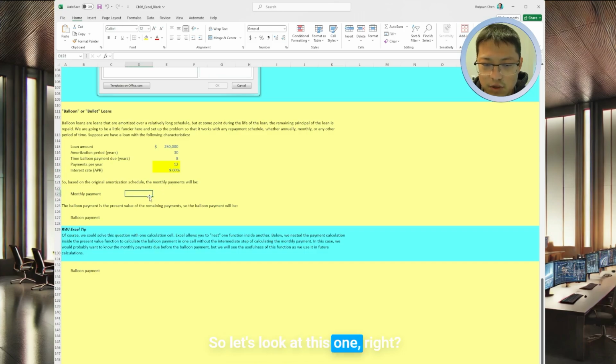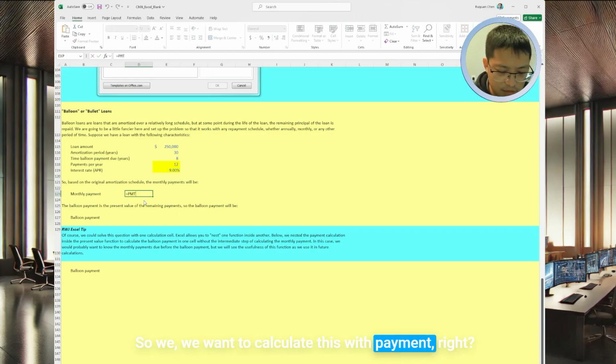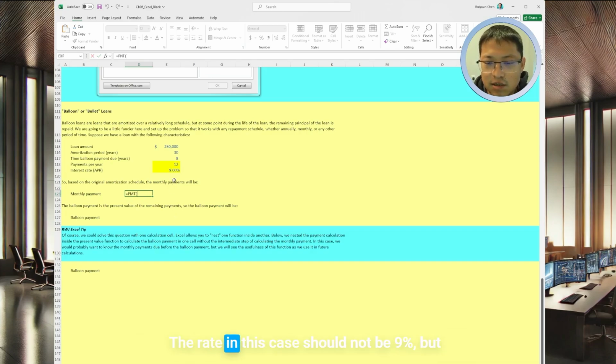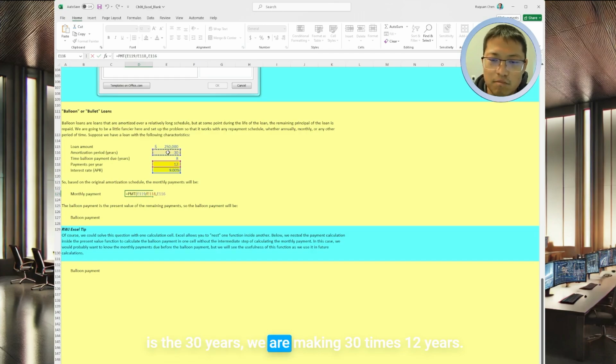So let's look at this one. The first one is based on the original amortization schedule, where we want to calculate the monthly payment. The rate in this case should not be 9%, but 9% divided by this 12, which is E118, and comma. The number of time periods is not 30 because this is 30 years. We are making 30 times 12 payments, which is 360.